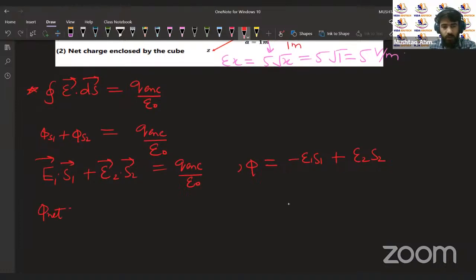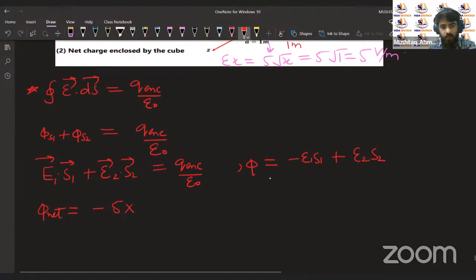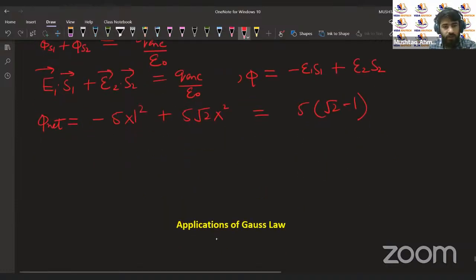Phi net, that is minus E1 is 5 and S1 is the surface area of this cube. So it will be 1 square plus 5 root 2 into 1 square, right? So it will be overall 5 root 2 minus 1 will be the total flux, right? This will be the total flux through this cube. And we know that phi net is Q enclosed upon epsilon naught, right?